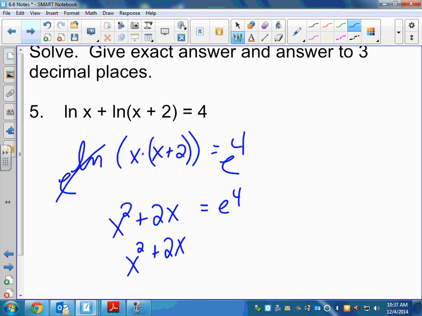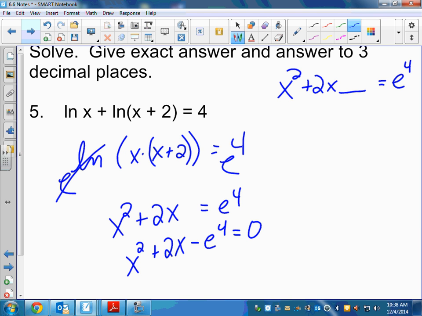So this is a quadratic, right? Can I subtract e to the 4th over here? Is that factorable? No. You gotta do the quadratic formula. Or we can complete the square. Maybe complete the square won't be as bad. Let's move e to the 4th back over here. That might be better. Boys, focus.